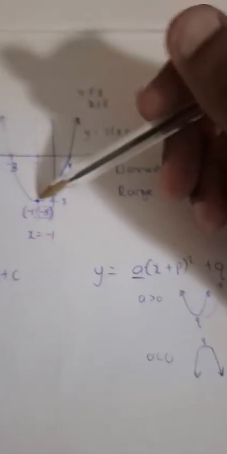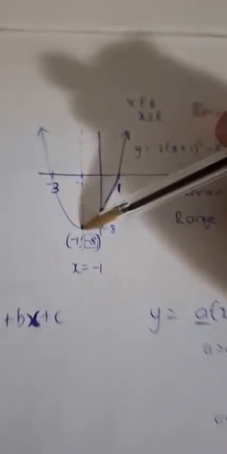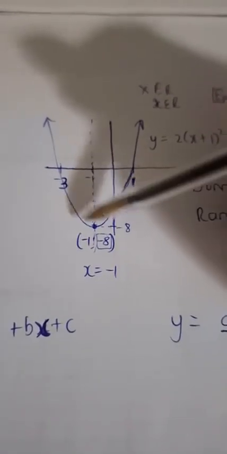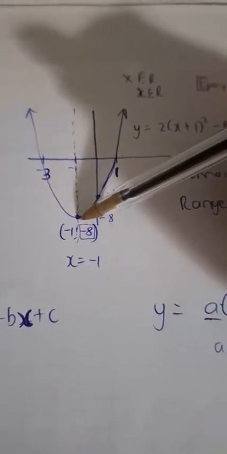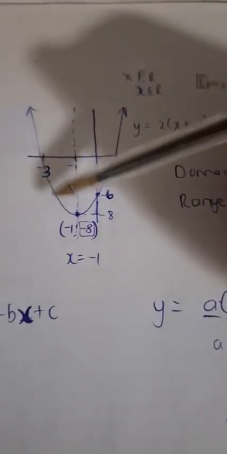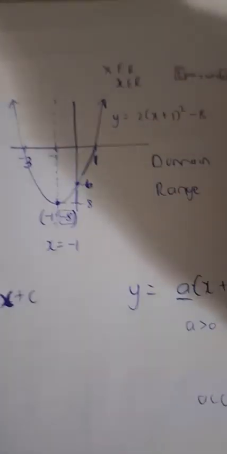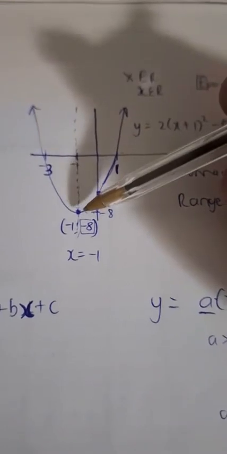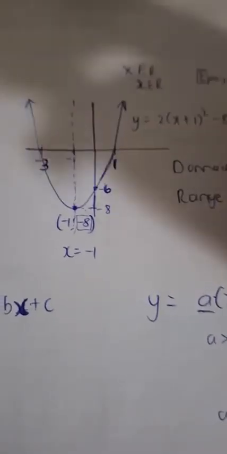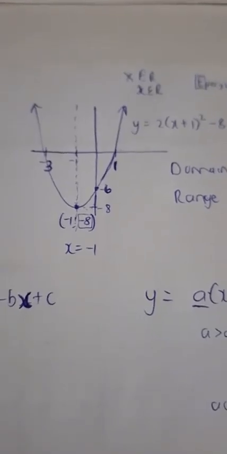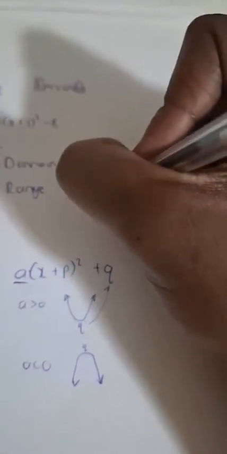The question is, does the function exist at negative 8? Since it's the lowest point, does the function pass through negative 8? If it does touch negative 8, then it means that the function also exists at negative 8. So how would we represent that? Okay, so we say y is greater than or equal to negative 8.